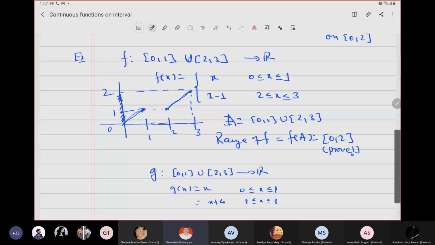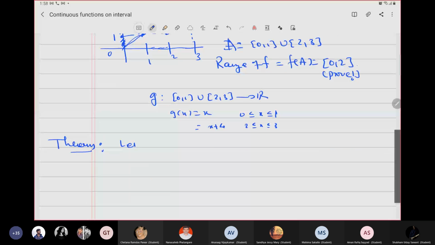So what is a certain thing? What is a certain thing? So the certain thing is, let I is equal to [a, b], a closed interval. Suppose f from I to R is a continuous function.